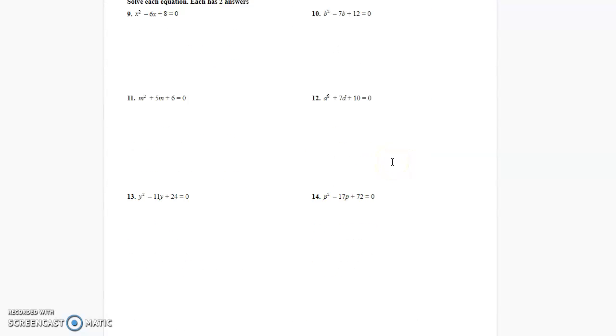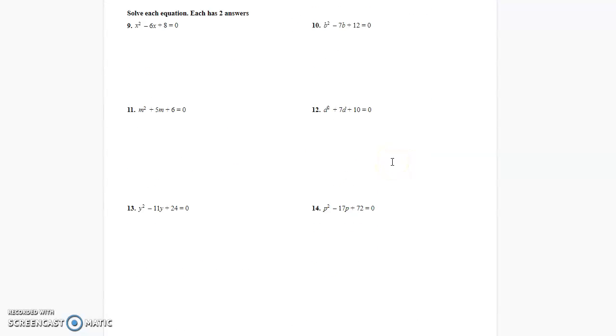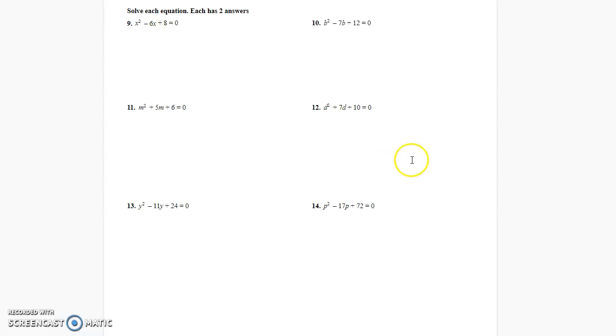And now, okay, so now we're getting into what happens when it says you have to solve for the variable. Solving for the variable means you're going to come up with two answers. These types of things have two answers. So like number 9, x equals two things. 10, b equals two things, okay?